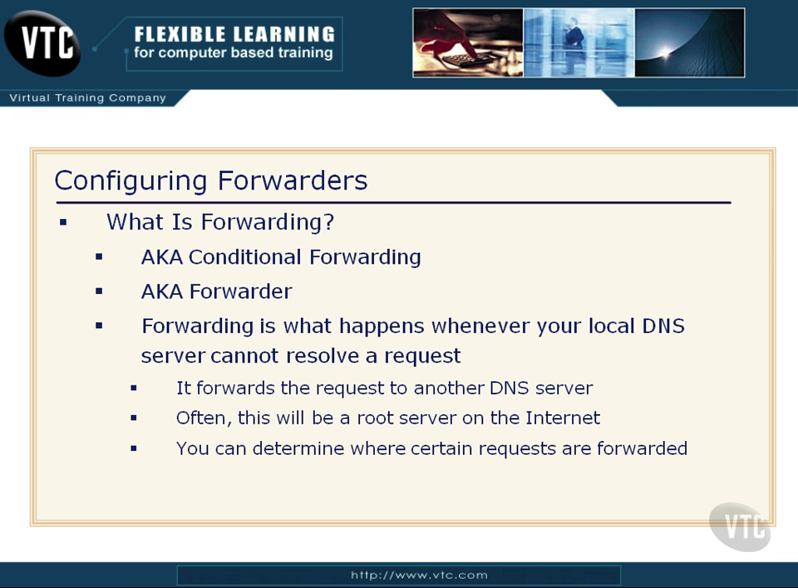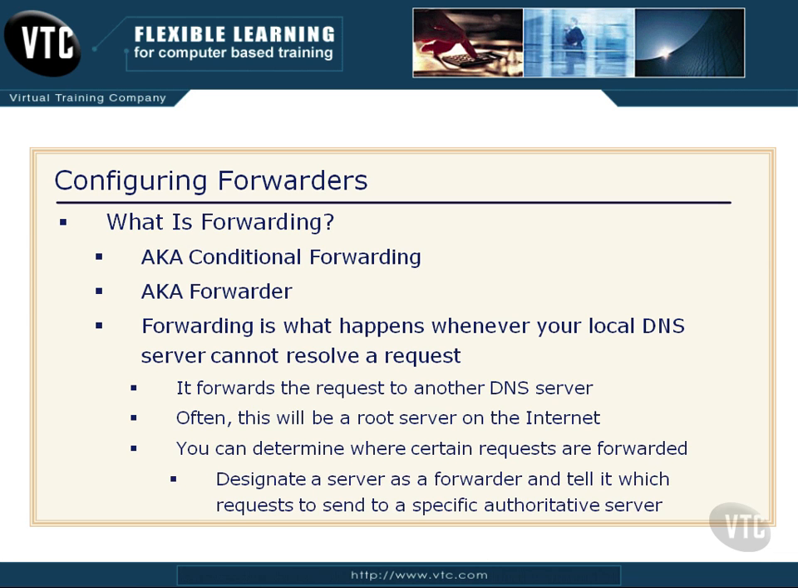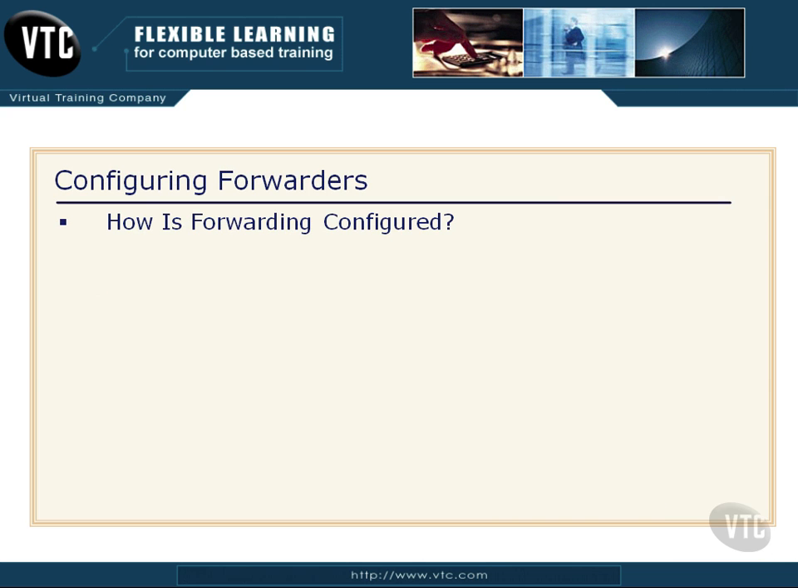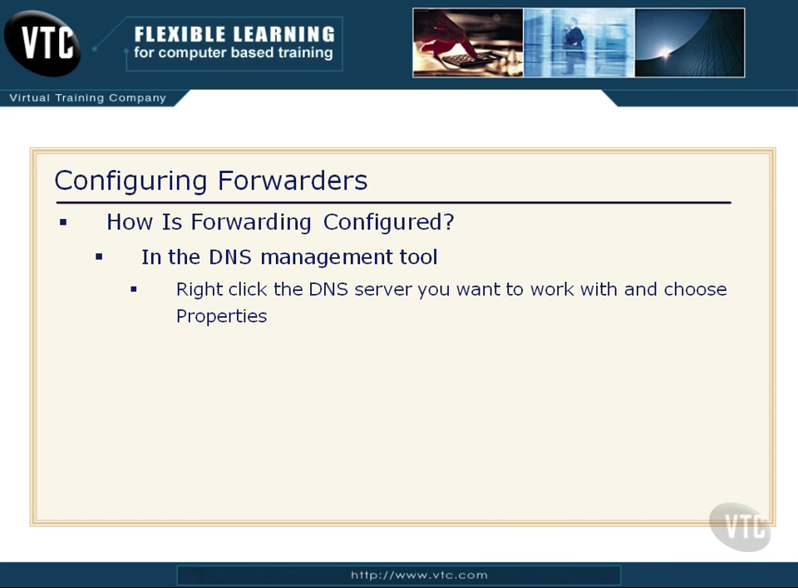But here is the dirty little secret. You can determine where certain requests are forwarded. You don't have to go to the root server. You can designate a server as a forwarder and tell it which request to send to a specific authoritative server. Now, there is a difference between just straight up forwarding and conditional forwarding, and I'll show you that in just a few minutes. So how do we configure this? In the DNS management tool, you can right-click the DNS server that you want to work with and choose Properties. Then choose the Forwarders tab.